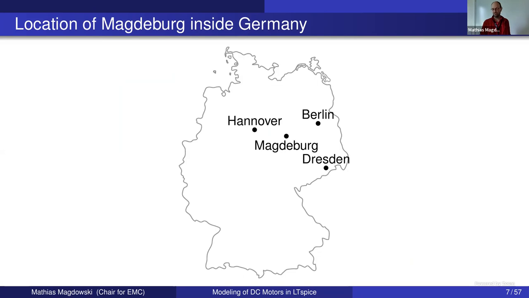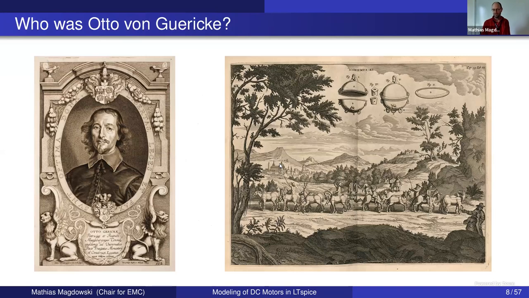So then I can also tell you something that's maybe interesting for you as mechanical engineers. About the name patron of our university. Our university in Magdeburg is called Otto von Guericke University. And this is this guy, he was a mayor of the city. And he was also a researcher and a scientist, but 400 years ago.